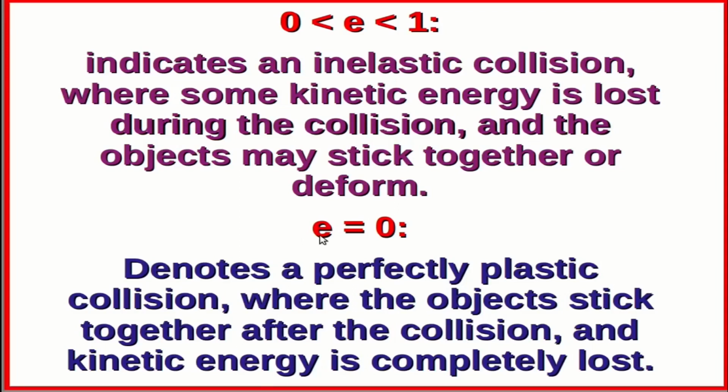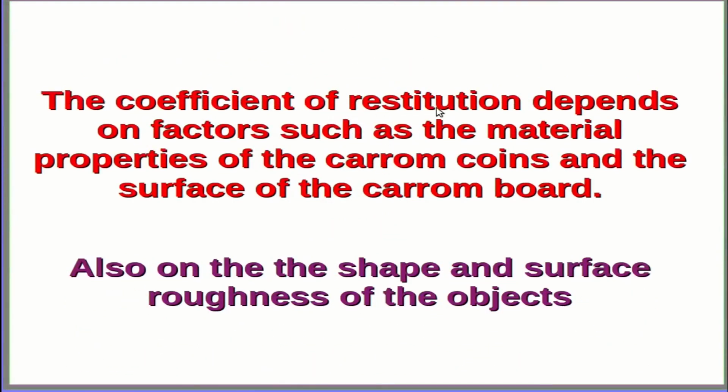And in between these two extreme cases we have 0 less than E less than 1, which are partly elastic and partly inelastic collisions, which are basically inelastic collisions. So here some kinetic energy is lost during the collision and the objects may stick together or deform. The coefficient of restitution depends on factors such as the material properties of the Carrom coins and the surface of the Carrom board. It also depends on the shape and surface roughness of the objects.